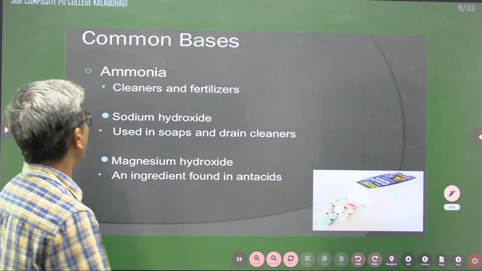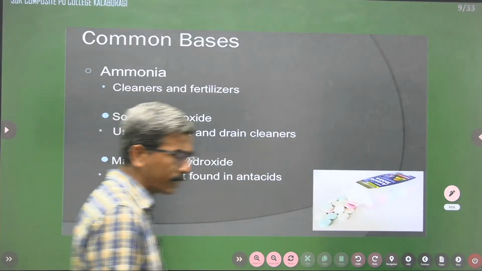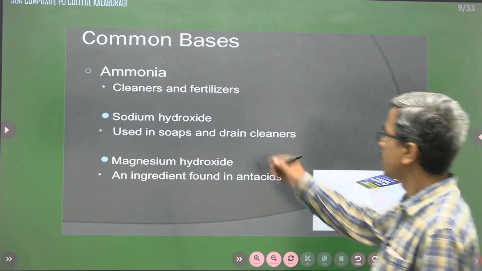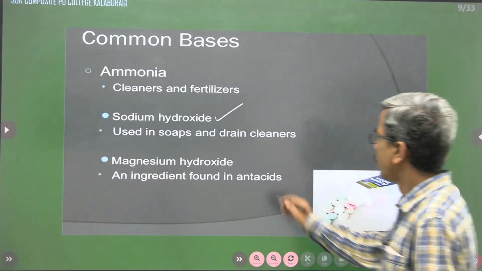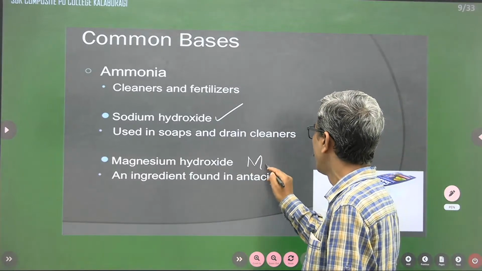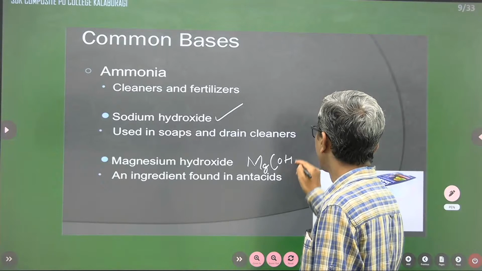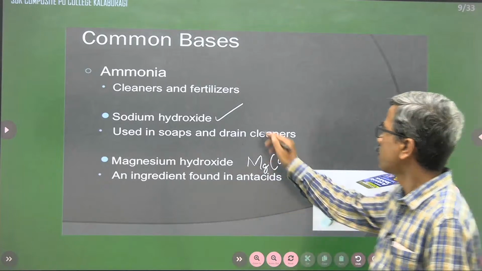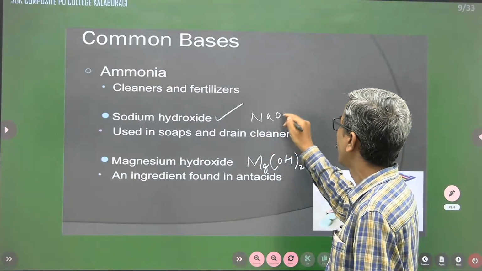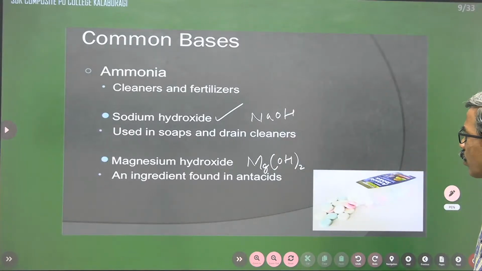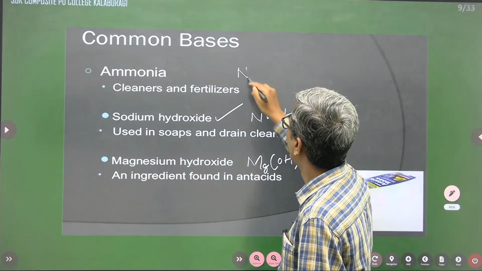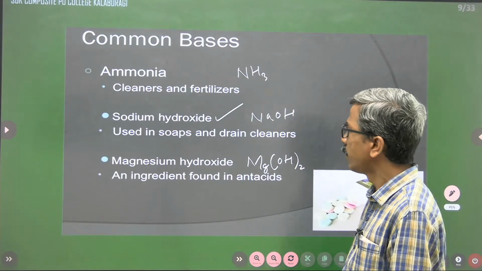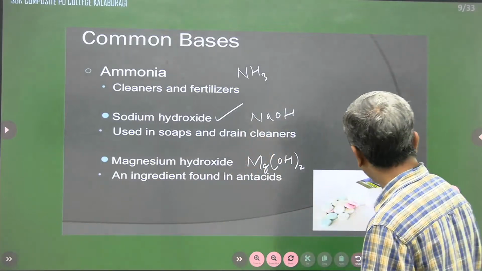Now here I have listed some common examples of bases, as I did for acids in the previous slide. This one is sodium hydroxide, which I already included. Magnesium hydroxide has the formula Mg(OH)2, taken twice. This is also an example. Now this is the formula for ammonia, NH3. These are some common examples of bases.